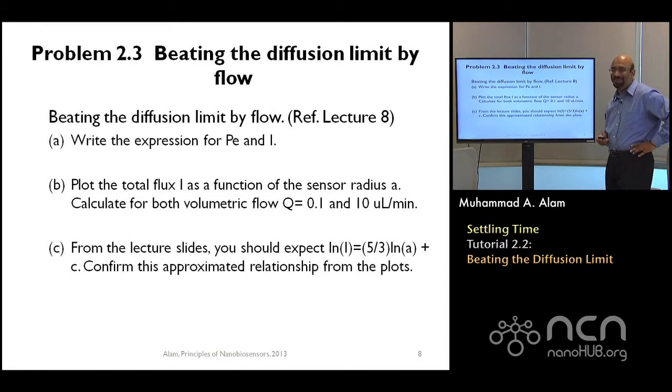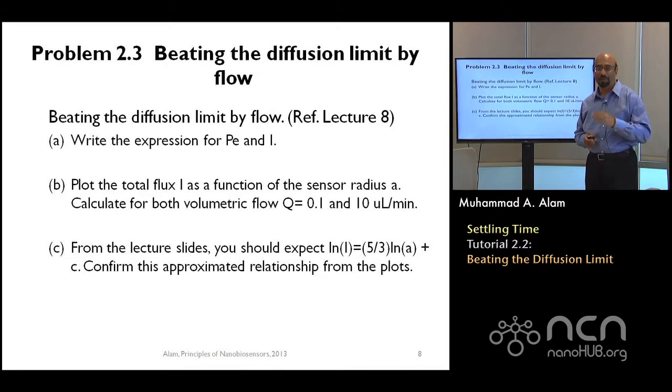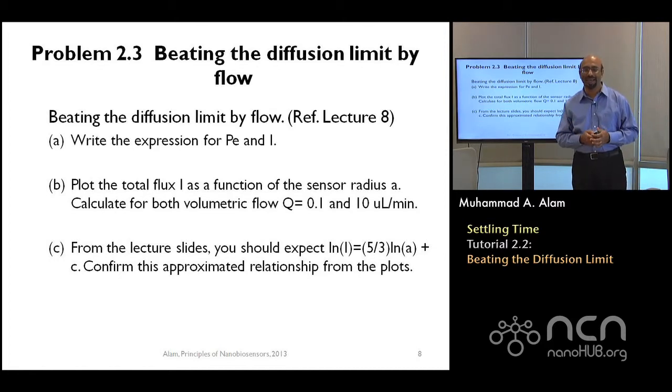2.3 had to do with beating the diffusion limit by flow. So the idea is that if you have a sensor and you put it in a fluidic chamber, let the water containing the biomolecule run past it. And the hope was that because I'm pushing it, the biomolecule will arrive at the sensor surface quickly. Now you remember the trouble, right? The trouble was that, of course, something that comes quickly also leaves quickly. And so you had to sort of balance between this.